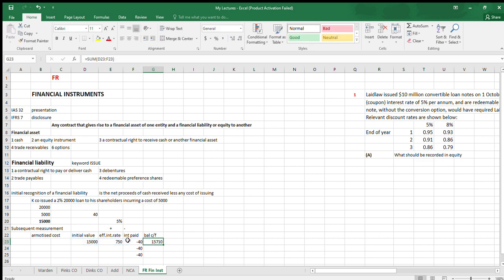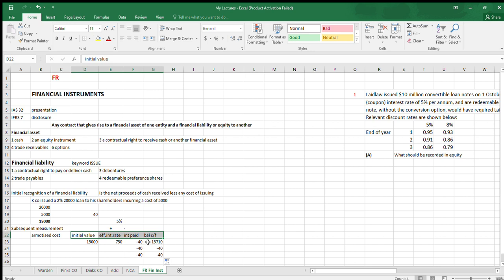You add them. Then you drag downwards. Okay. So always, this is how you set up your workings. Your initial value, effective interest rate, the interest paid. So effective interest rate is add, interest paid is minus, then balance carry forward.